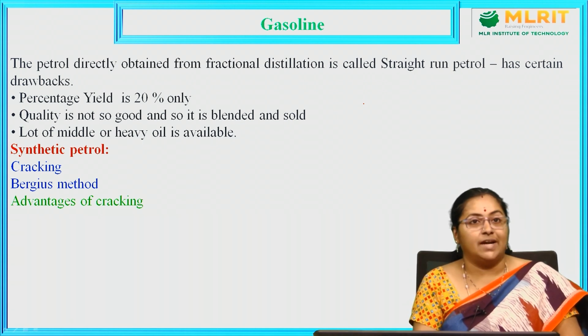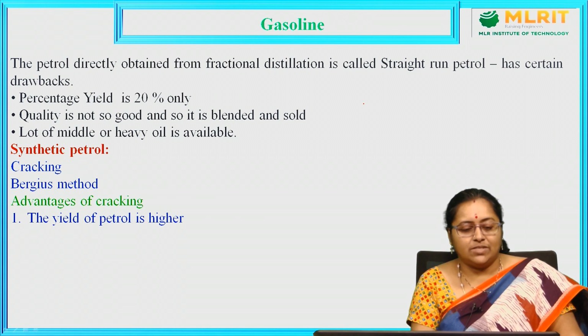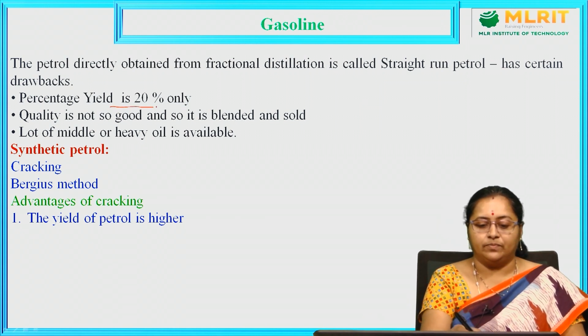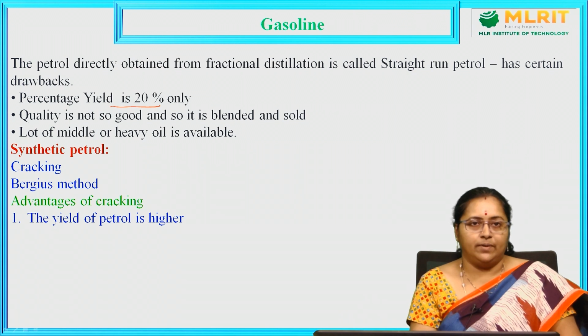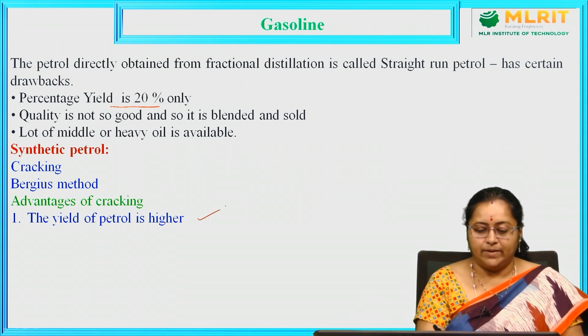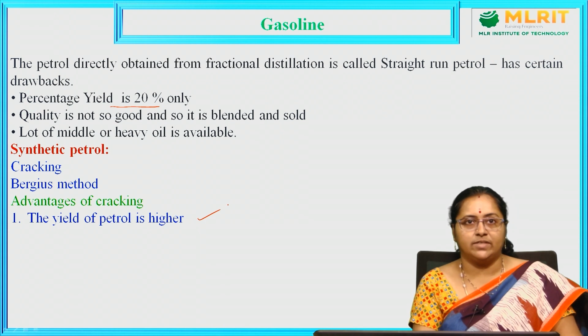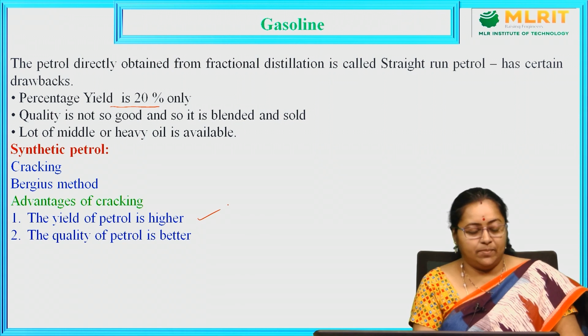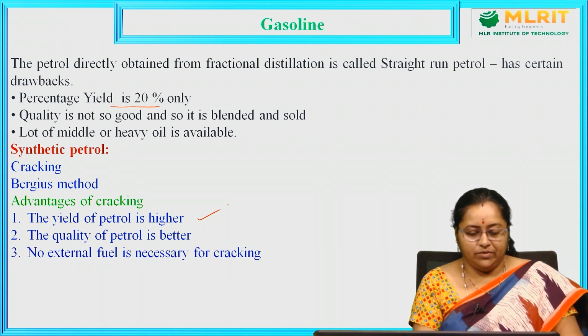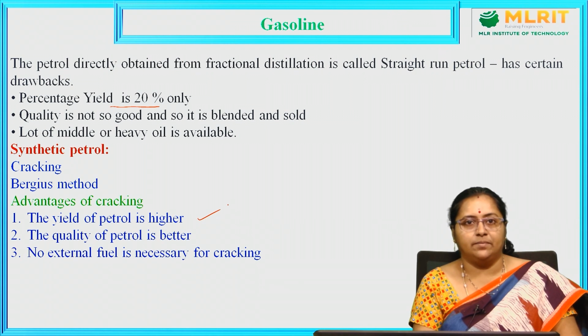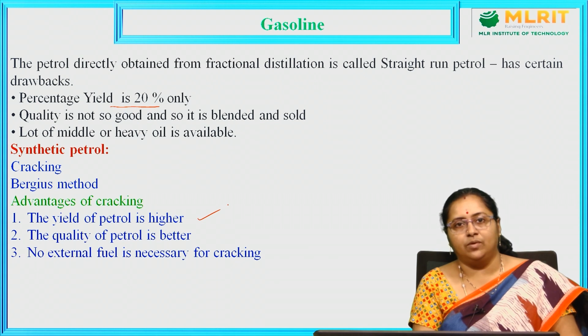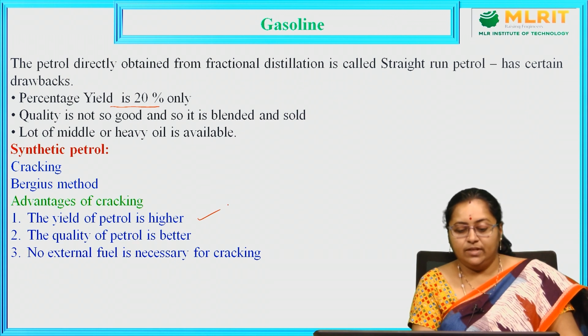That is what we call the advantages of the cracking process. As we discussed, the yield is very poor in the case of straight run petrol. By adopting this cracking process, the yield is better. When compared to the natural existing one, the yield will be improved, and the quality is also improved. And there is no need to depend upon external fuels for the cracking process. Heavy molecules, if subjected to cracking, decompose to form small hydrocarbons which act like fuels. So, there is no need of external fuel for carrying out this cracking process. That is one more advantage.